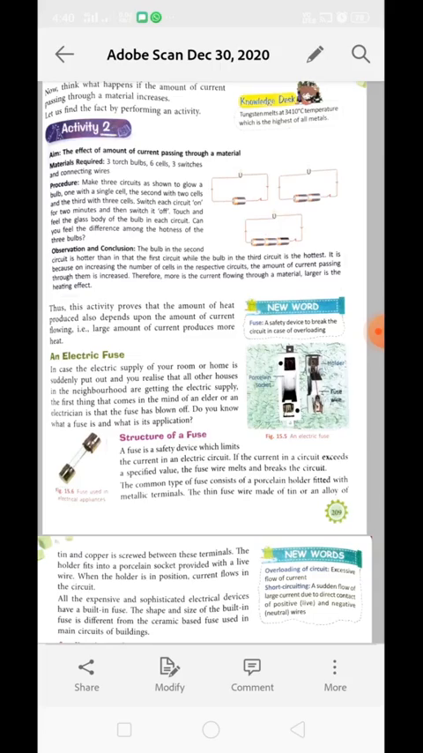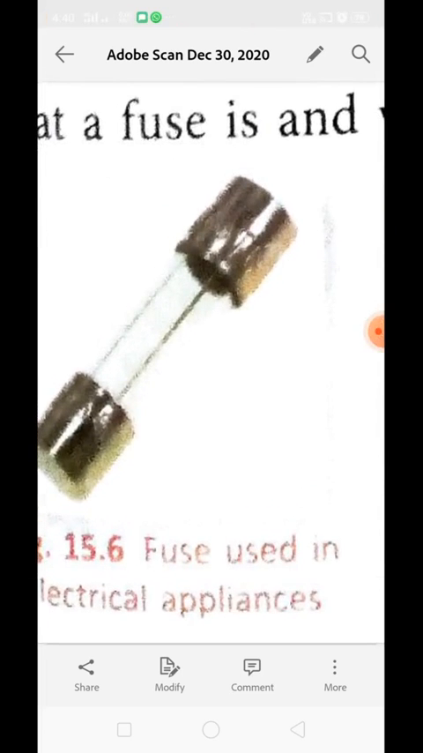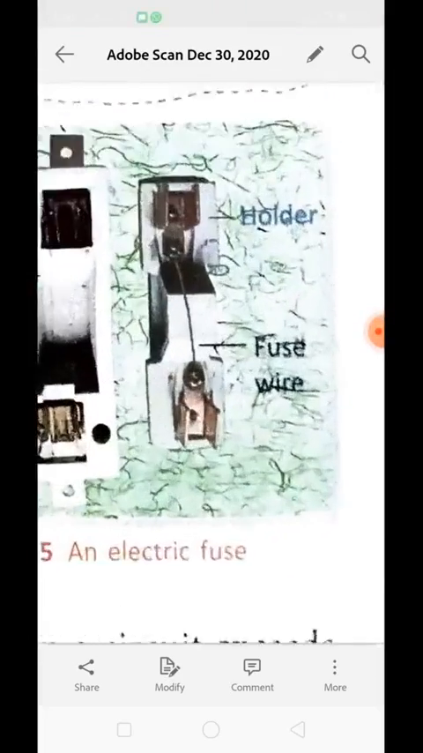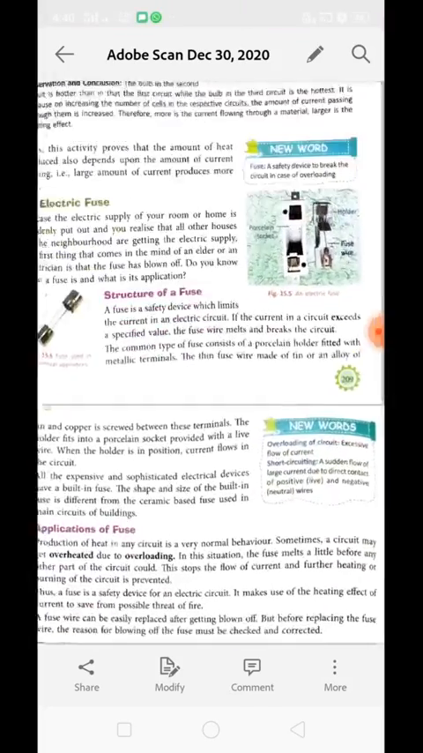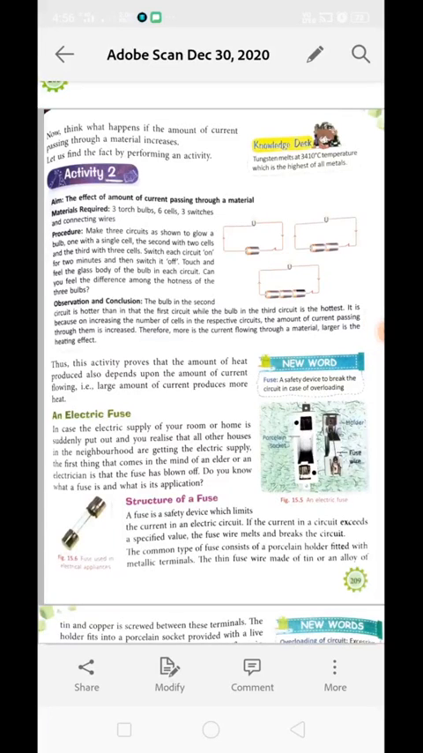Understood? Now just study the structure of a fuse. This is what a fuse looks like. Just see, there is a small thin wire which connects the 2 edges of the fuse, the 2 edges of metallic substances. So what is the structure of a fuse? A fuse is a safety device which limits the current in an electric circuit. If the current in the electric circuit exceeds a specific value, the fuse wire will melt and break the circuit. It is because of the production of heat in the wire. So basically a fuse is also made based on the heating effect of electric current.